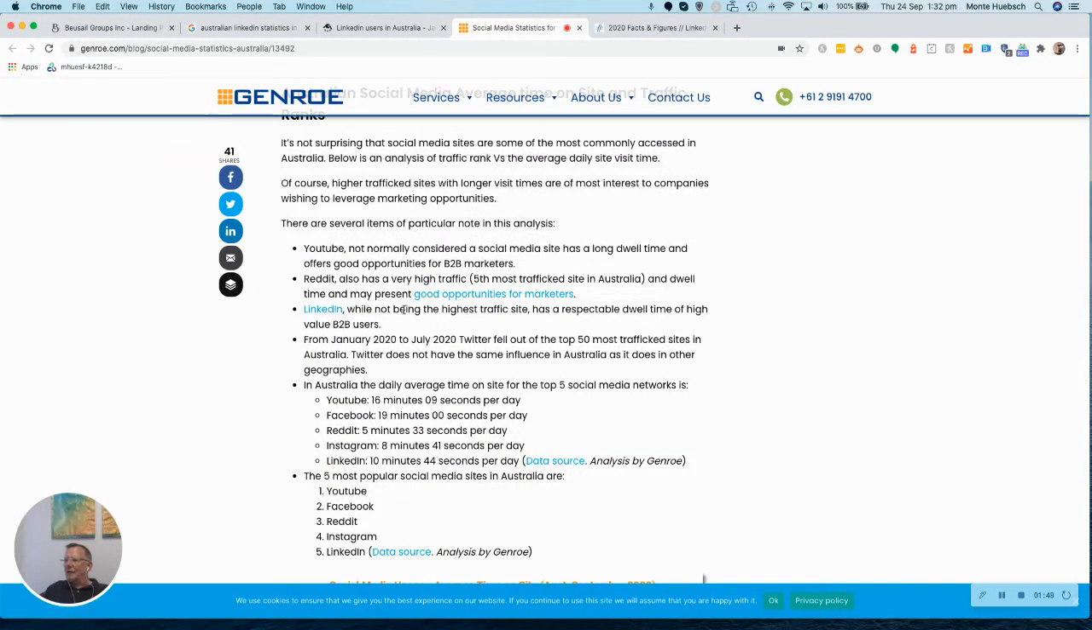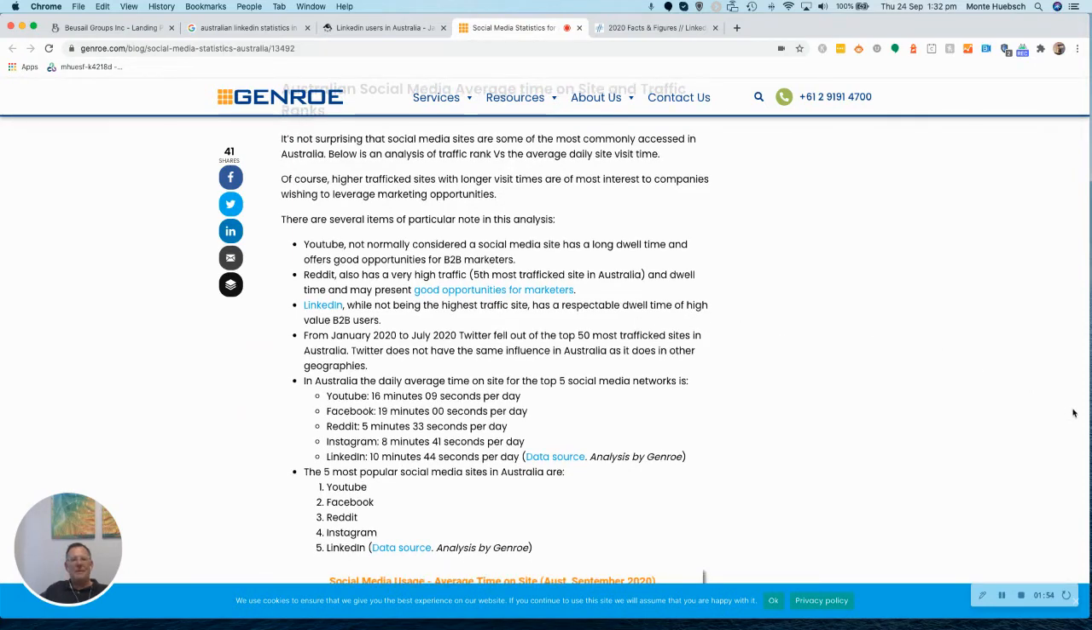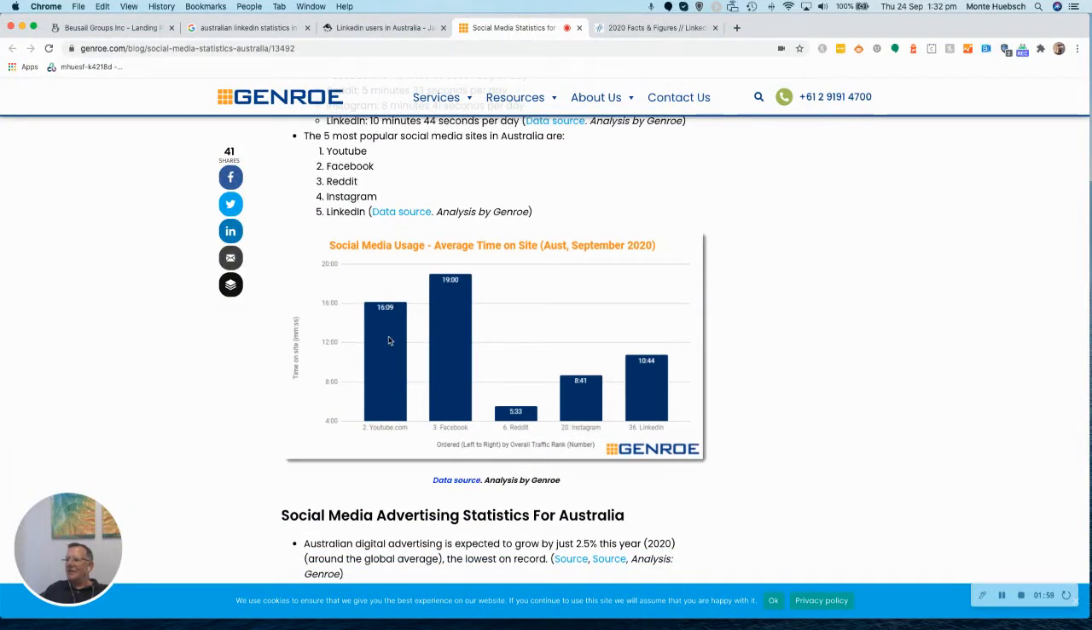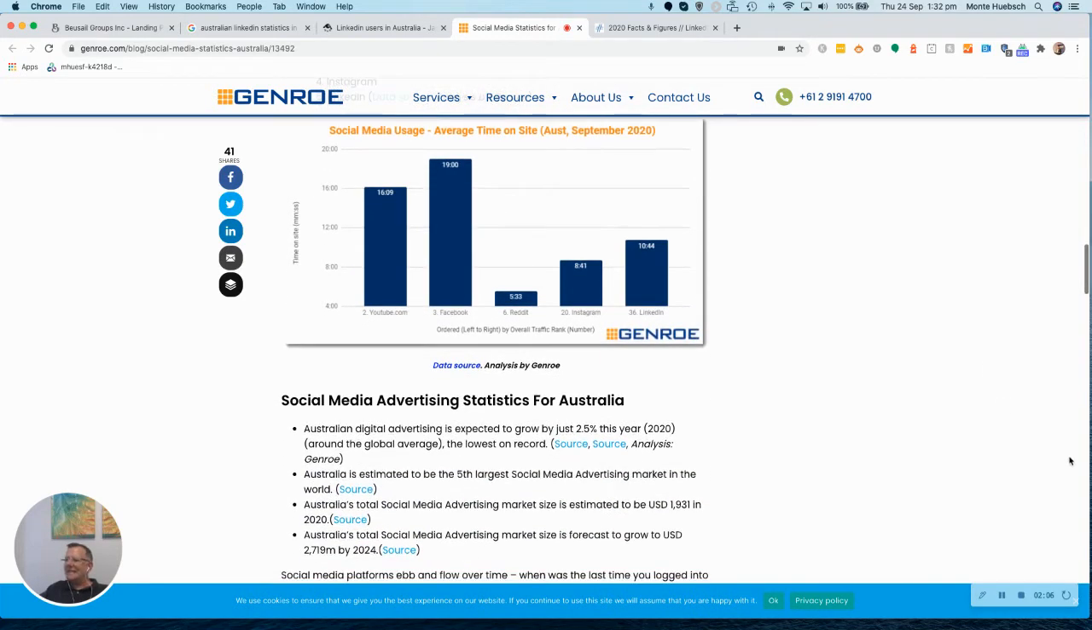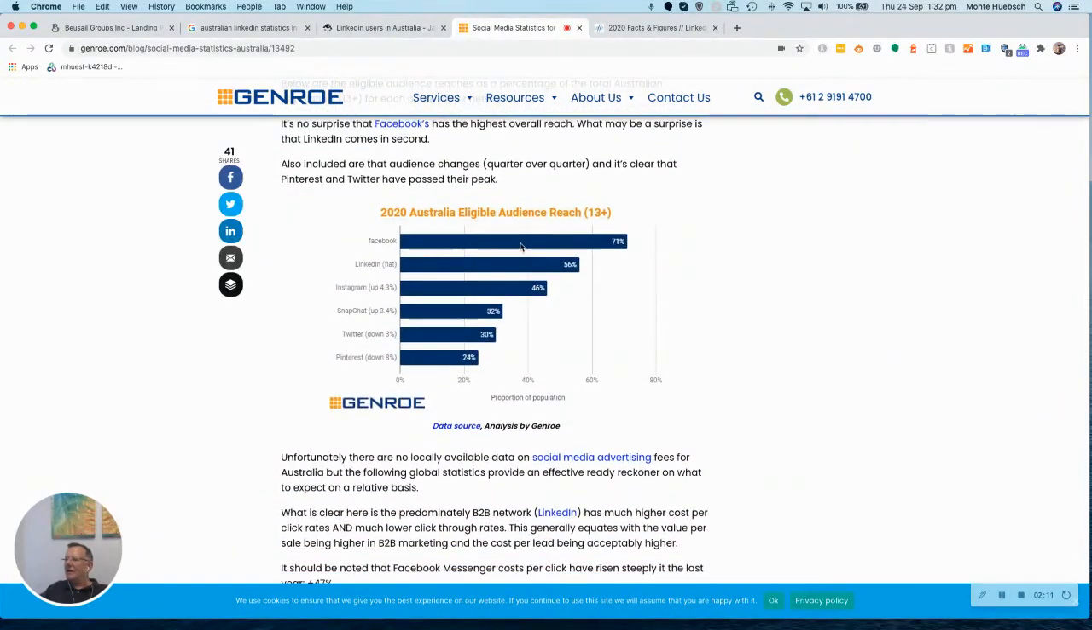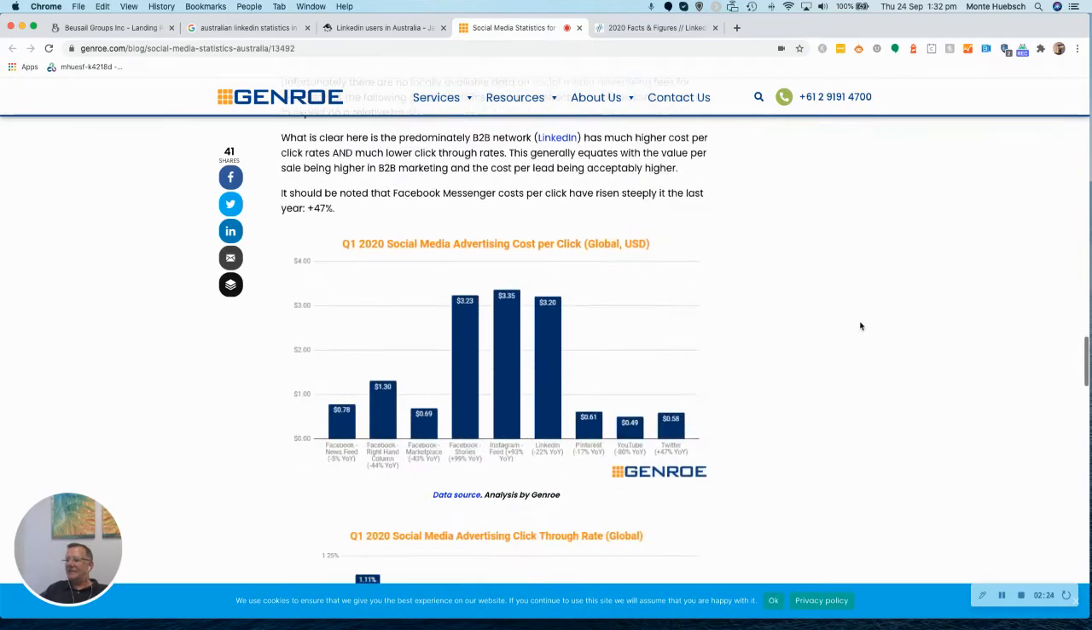Here it says LinkedIn, while not being the highest traffic site, has a respectable dwell time of high value B2B, business to business users, right? So if you go down here, you see that Facebook is number one, YouTube is number two, LinkedIn is number three. But in the business-to-business space, LinkedIn is the preferred platform. And here you can see eligible audience reach, 71% for Facebook, but that's a lot of young people and individuals, and they're there for social reasons or business-to-consumer. But LinkedIn is 56%.